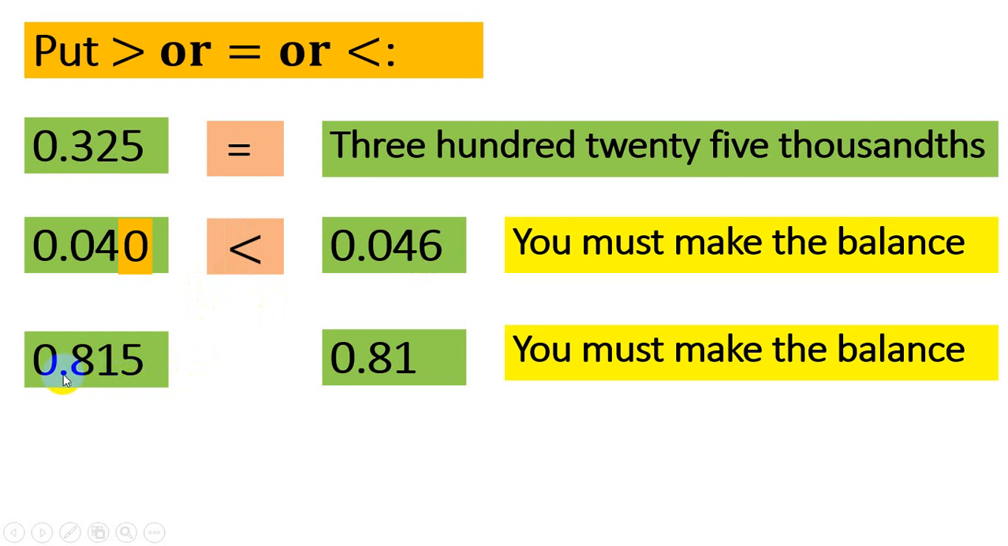0.815 because we have decimal numbers, and 0.81. Then before I put the sign bigger, smaller or equal, I must make the balance. Then I need a 0 here to get 3 decimal places here, and here I have 3 already. Then 810 or 815, yes, 815 thousandths is greater than.